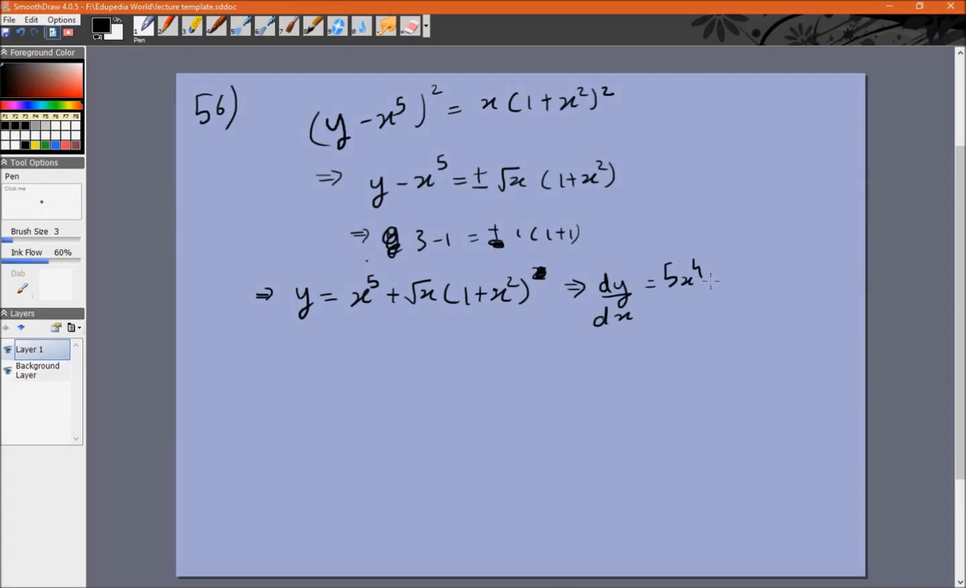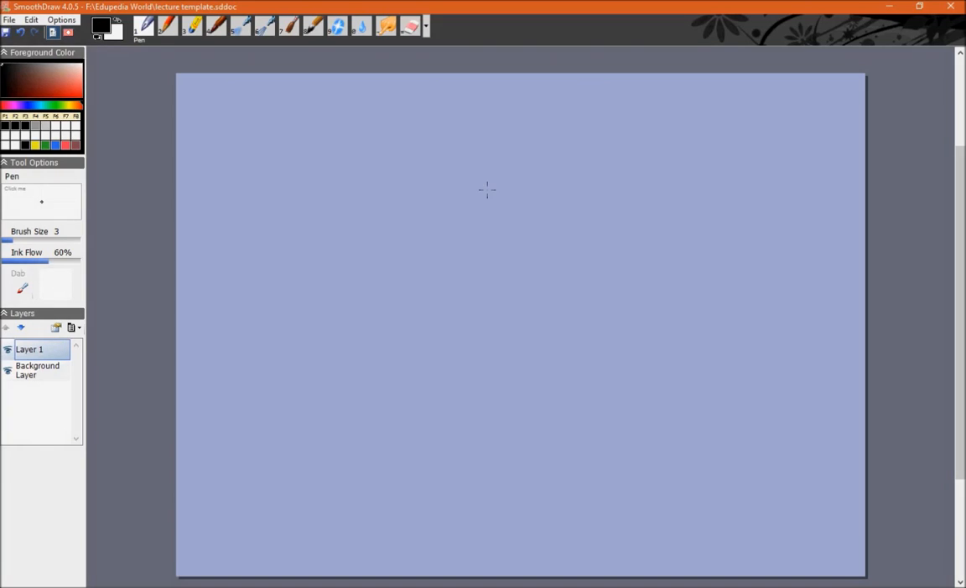5x to the power 4 plus root x times 2x plus (1 plus x squared) times the derivative of root x, which will be 1 by 2 root x. And we can just put in the values. The value is 5 plus 2 plus 2 by 2, which is equal to 8. So the answer to this question is 8. Relatively simple question. The only concept was to figure out whether it's a plus or a minus, and then you needed to know how to differentiate.